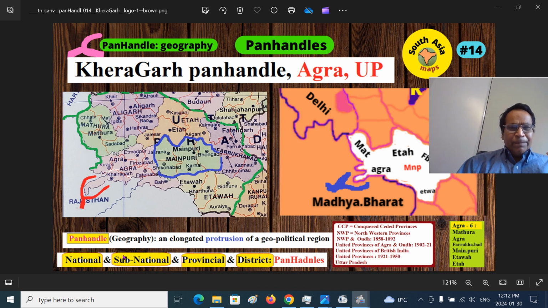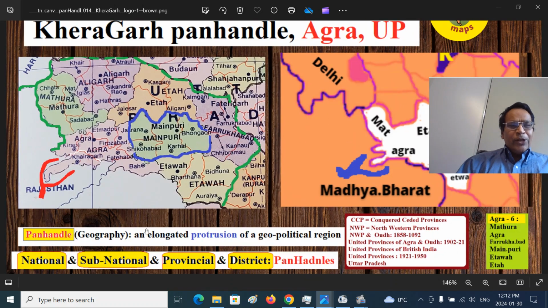Panhandles can be national panhandles. They can be sub-national within the nation. If you take Bharat, the post-partition India after Radcliffe, this is sub-national within the nation. Because this is between the provinces, it is essentially a provincial panhandle. If you take only the district borders, among the around 900 districts or so in the truncated India, you can say it is a district panhandle and so on.